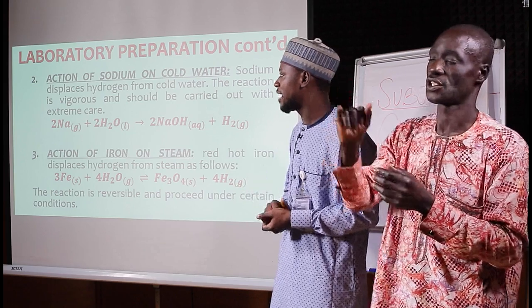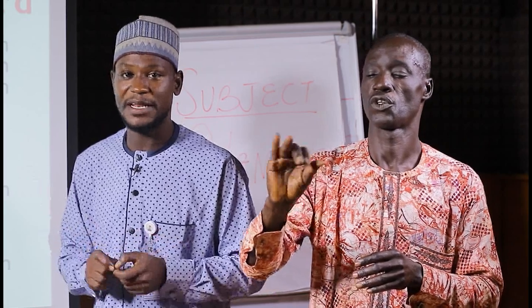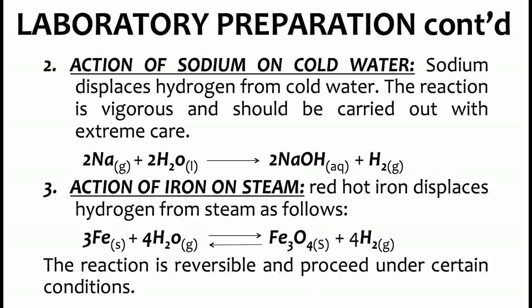Now the second method is the action of sodium on cold water. It is important to take note that sodium is very, very reactive and the reaction is vigorous. So this is not always recommended in the laboratory because you have to handle the reaction meticulously. But what is the reaction? Sodium can react with water in liquid form to produce an alkali, which is sodium hydroxide, and hydrogen gas. And the hydrogen gas is also collected by upward delivery.